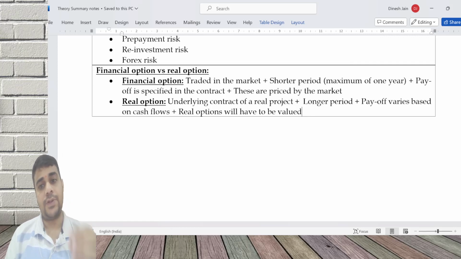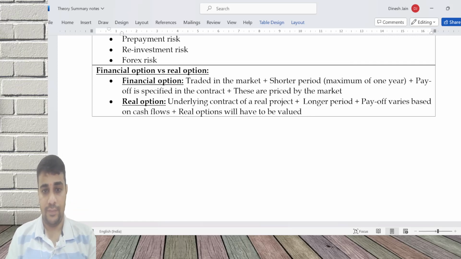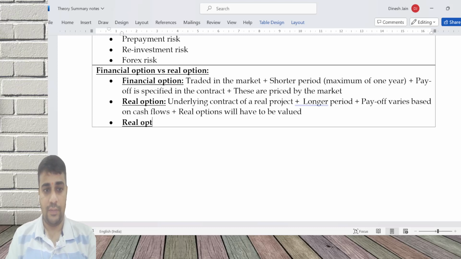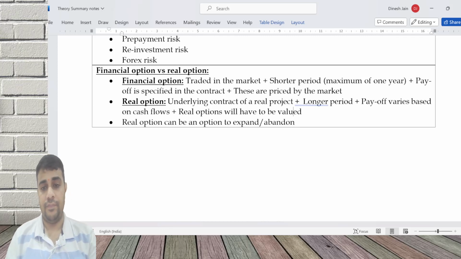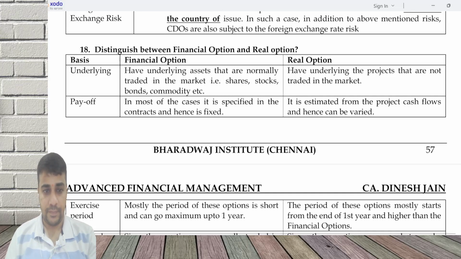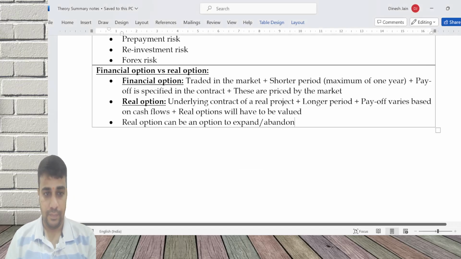It can be an option to expand, you can write real option, real option can be an option to expand or abandon. Mostly expand or abandon is what you will get. Expand or abandon the project.